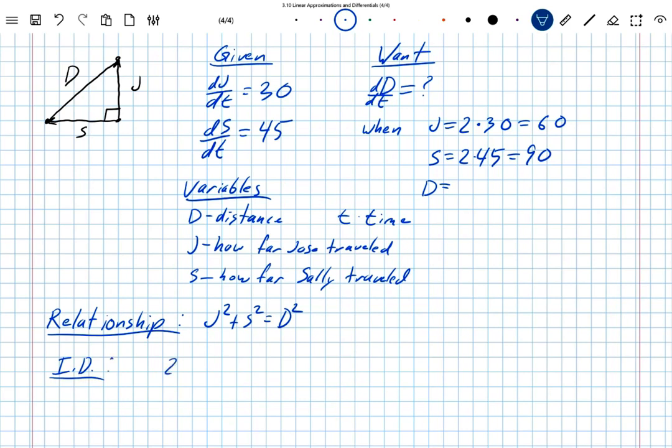So I get 2j dj/dt plus 2s ds/dt equals 2d dd/dt. All right, using that implicit differentiation with respect to t.